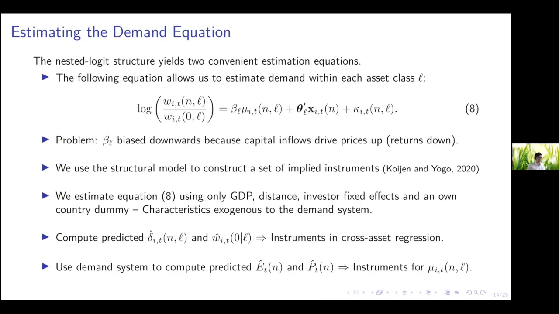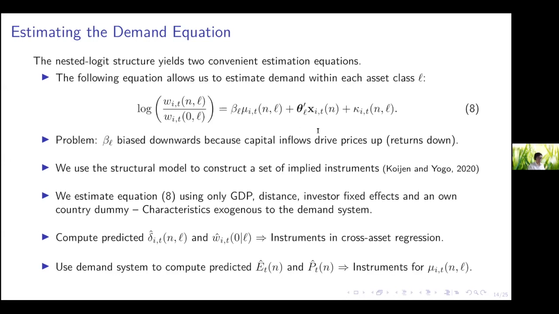So within this iteration of the paper, what are we doing? We're going to follow a procedure suggested by Ralph and Mandel in their work. We're going to use the structural model to construct a set of implied instruments. What we do is estimate this equation 8 using only the characteristics that we really believe are exogenous to this demand system, things like GDP, distance, investor fixed effects, and own-country dummies. These things are not likely to respond to these endogenous capital flows.